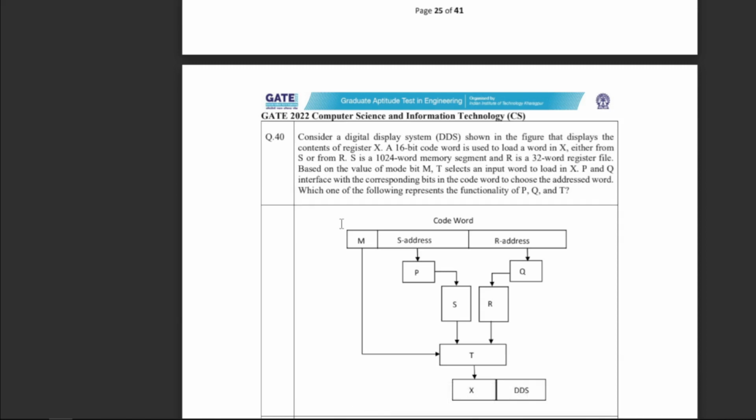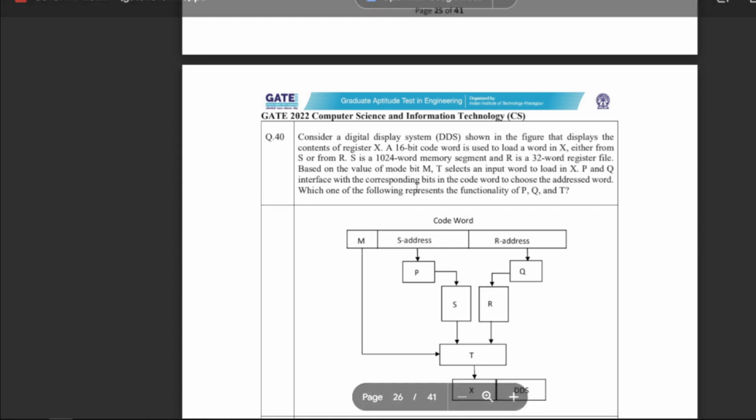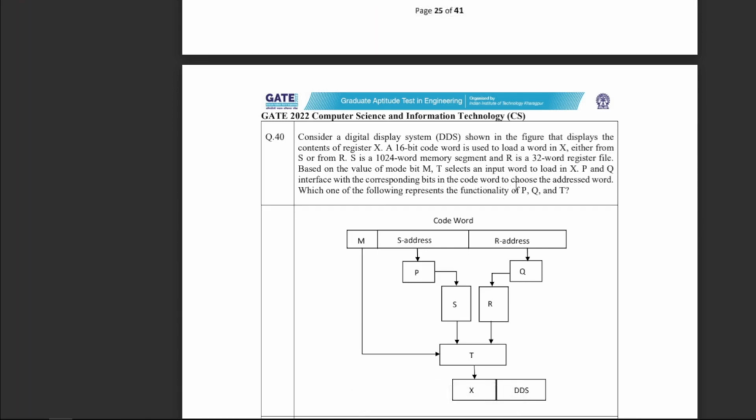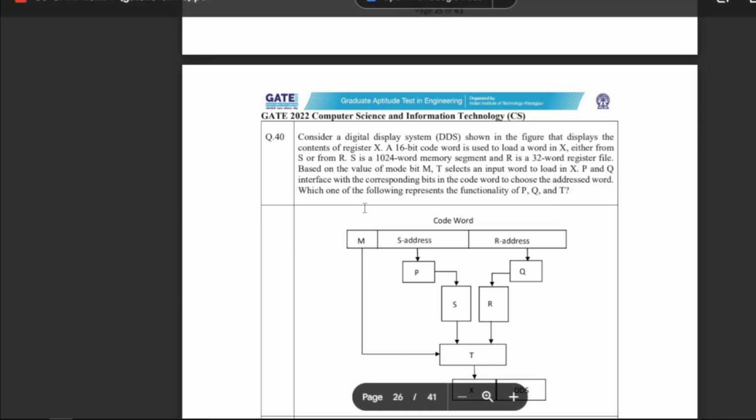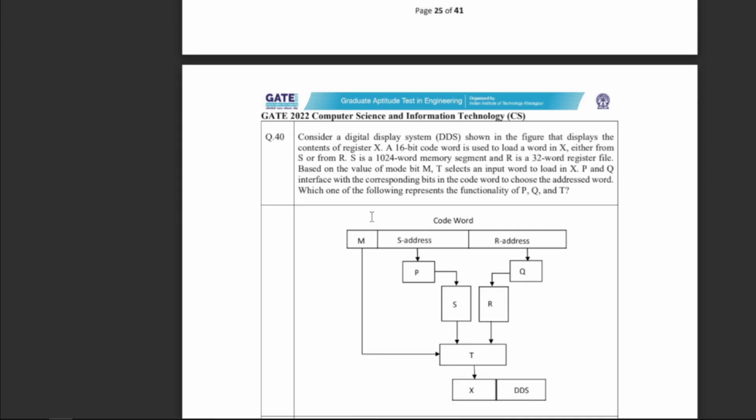Now for 40, it is asking: consider the digital display system DDS shown in the figure that displays the contents of register X. A 16-bit code word is used to load a word in X, either from S or from R. S is a 1024-word memory segment and R is a 32-word register file, based on the value of mode bit M. Select an input word to load in X; P and Q interface with the corresponding bits in the code word to choose the address word, right? So which one of the following represents the functionality of P, Q and T?